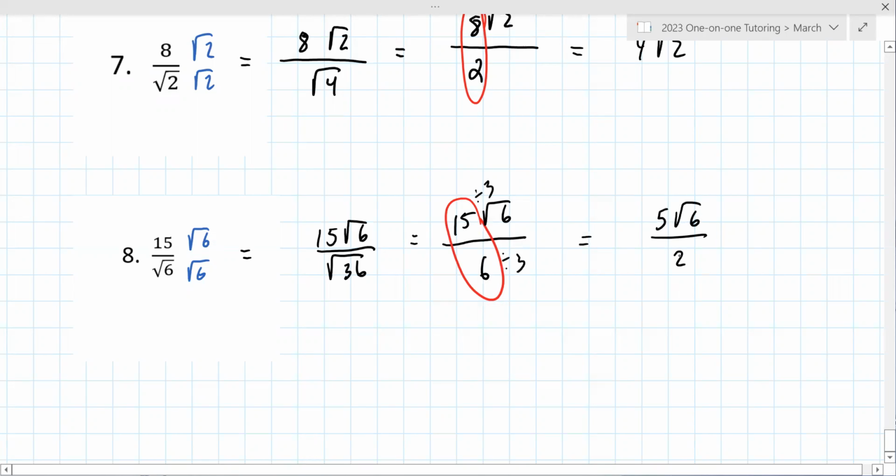Oh, okay. What you cannot do, can never do, is divide in the root like that. Oh, okay.